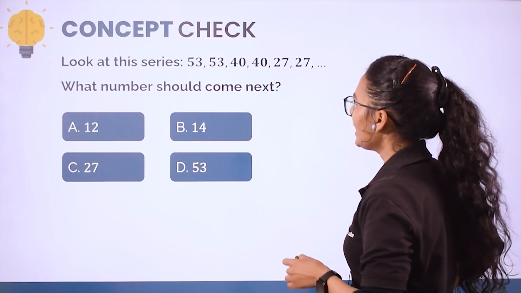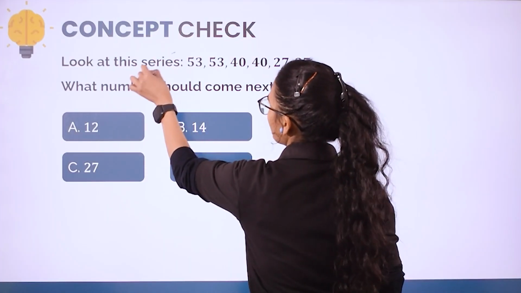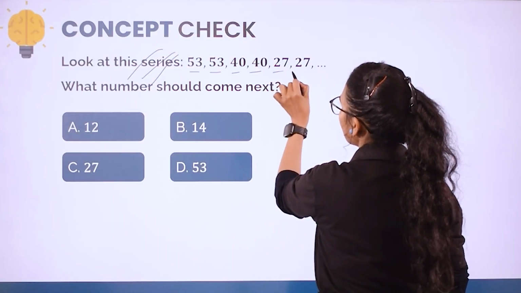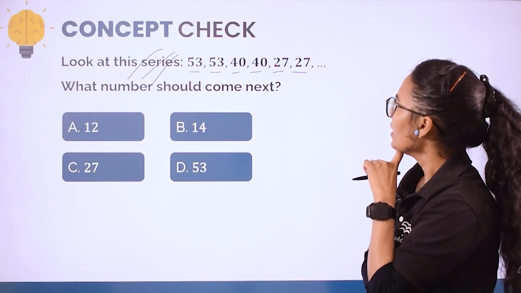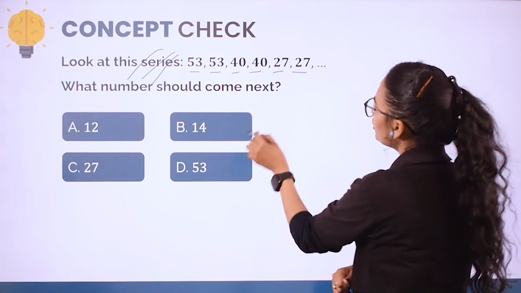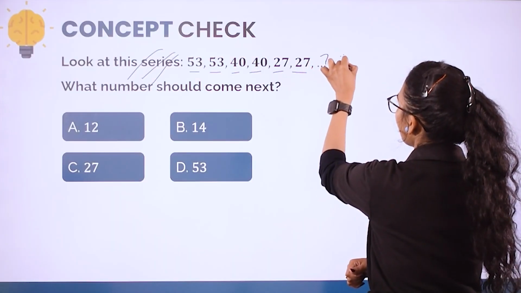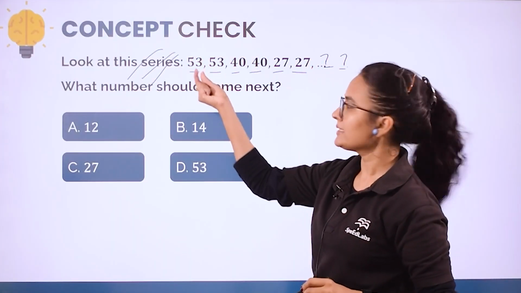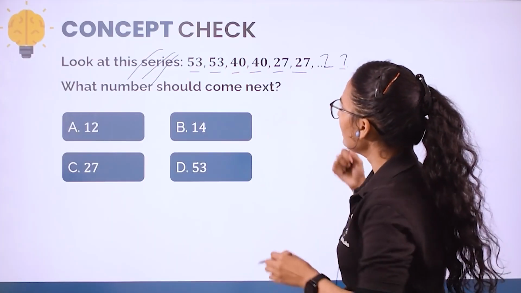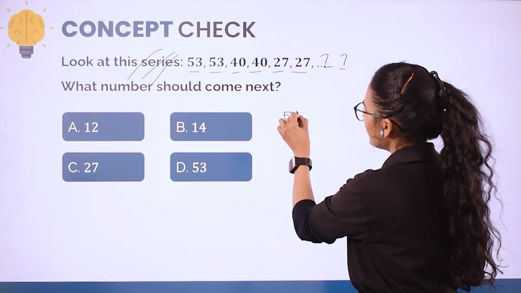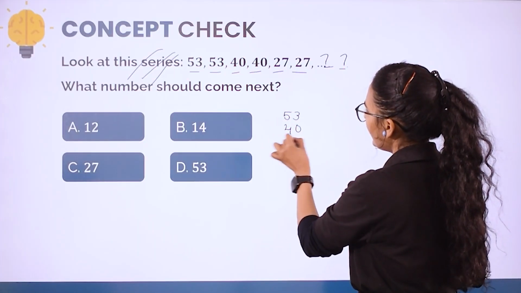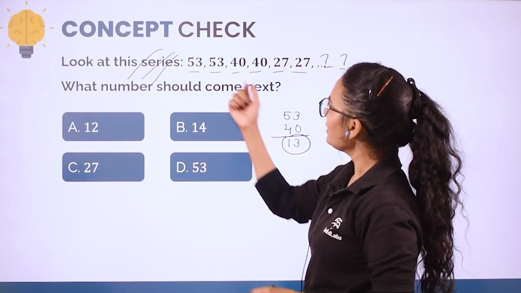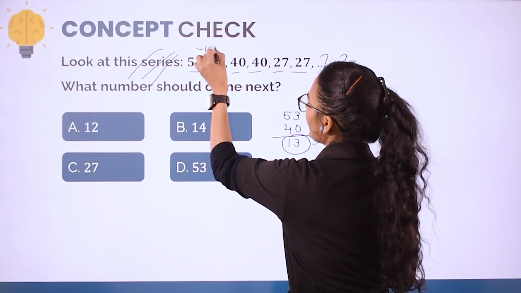Next question, look at this series. Again, this is a sequence, not a series. 53, 53, 40, 40, 27, 27. So I know that those two numbers will be the same. But what are the numbers? We have to find the connection between these numbers. 53 and 40. Definitely the number is decreasing. So let me try to find the difference here. What is the difference? 13. So 53 minus 13, I got the number as 40.